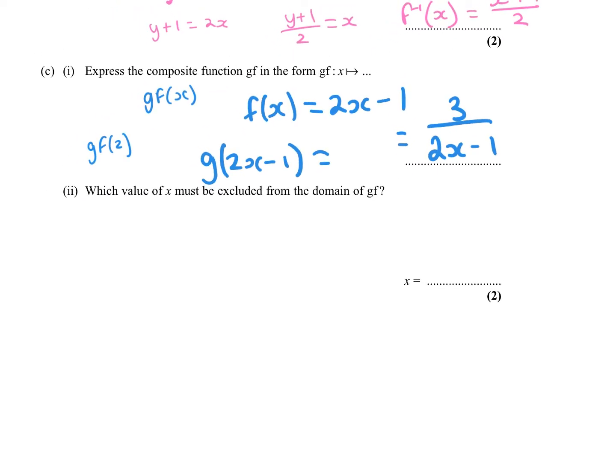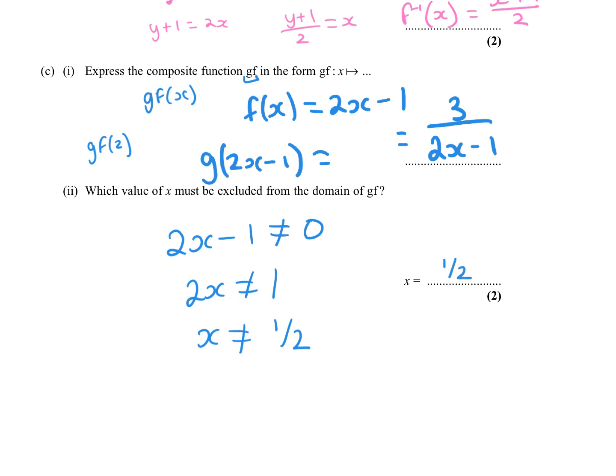It then says which value of x must be excluded from the domain. What do we know about the domain of a fraction? The denominator cannot equal 0. So that means 2x minus 1 cannot equal 0. So 2x cannot equal 1. x cannot equal a half. So which value of x must be excluded from the domain of g of f? Okay, and that's because we did g of f here. It is x cannot equal a half. So x equals a half has to be excluded.